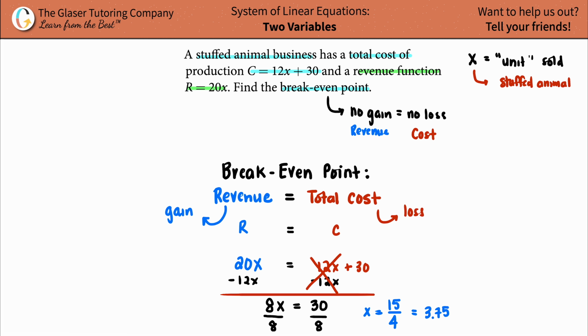Now, generally, this would technically be the break-even point. However, the x value is always going to be your units, right? And usually units are whole numbers. Whole numbers. So, if we just want to find the break-even point, the specific break-even point would be 3.75.